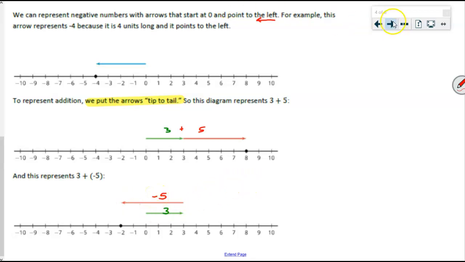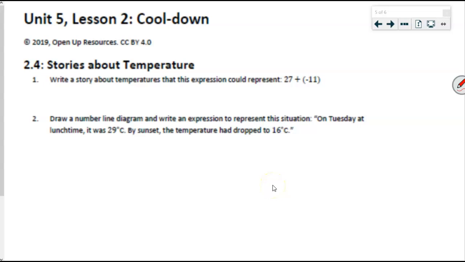So that is it for this video. We just have this cool down. Let's go through the cool down really quick. Write a story about temperatures that this expression could represent. Now we're kind of working backwards from what we did previously, where before I would say we're starting at such and such a temperature and we're experiencing this change. And then you would have to write this expression. Now we're going backwards. So pause the recording as you write a story about this expression, and then we can draw a number line diagram. Pause the recording now.